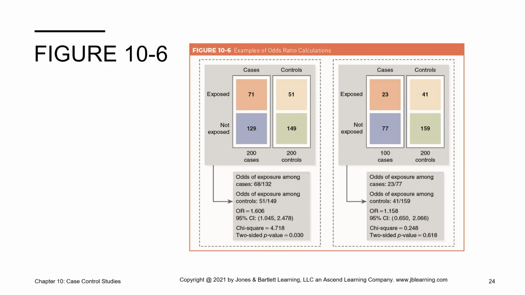Figure 10.6 goes over the examples of odds ratio calculations. And here you can see some different ways of doing it. So looking at the odds of exposure among the cases. Okay, so we're looking at different exposures here. Then you can look at the odds of exposure among the controls. Then you have your odds ratio here, and then your chi-square test, which is a much more complicated calculation, and then a p-value here.